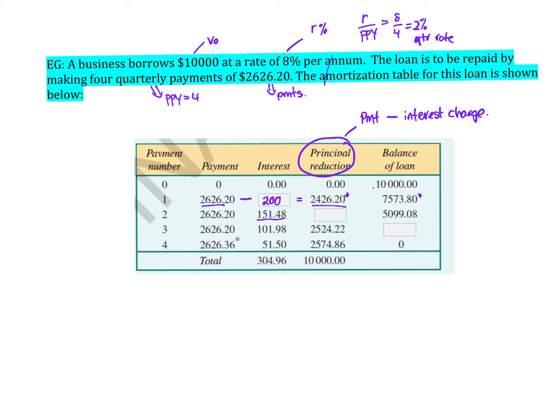So they want me to fill in the principal reduction. So all I have to do is the payment minus what the interest was. So we can do that one. So we end up with 4.72. Okay. And then here we've got to work out what the balance is.